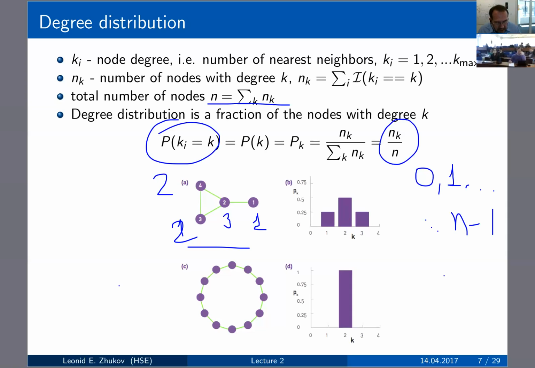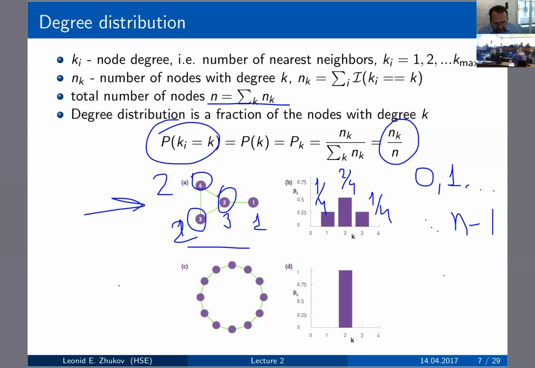So in the case of this picture, there is 1 node with degree 1, and out of 4 nodes, the distribution here is 1/4. There are 2 nodes of degree 2, so it is 2/4, and there is 1 node of degree 3, which is again 1/4. Now, a nice and quite useful way to interpret this is the following. If you randomly select a node from the graph, what is the probability that it is going to be of a particular degree?